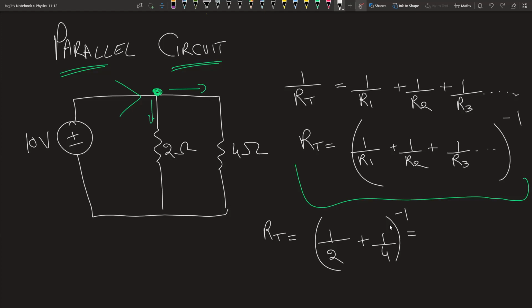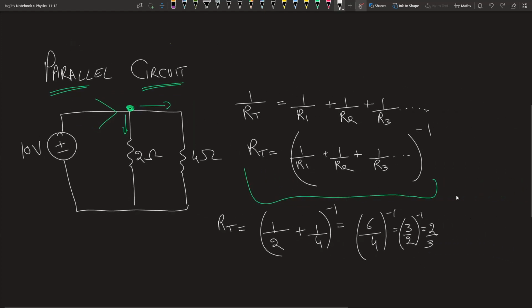Okay, and if we write it, so folks, how do you do this? So 4 times, get the common denominator. You have 4 plus 2, which is 6. And the common denominator is 4, raised to the power minus 1, which is 3 over 2 raised to the power minus 1, which is essentially 2 over 3. Okay? And 2 over 3, if you punch it in, you get 0.67.